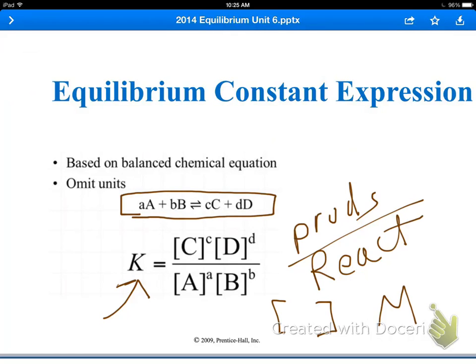Okay. Now it's not quite as simple as that because it's not just products over reactants, but the concentration of each product needs to be raised to its stoichiometric coefficient, and the same thing with the reactants. Okay, but not too hard to do.